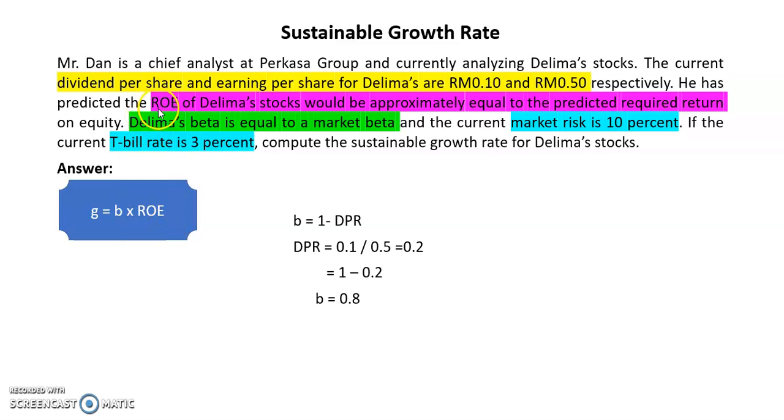In this question, they mentioned that the ROE is equal to the predicted required rate of return. So as I mentioned just now, how do we calculate the required rate of return? We will use the CAPM formula. R is equal to the risk-free rate plus beta times risk premium. What is the formula for risk premium? Risk premium is the difference between the market return minus the treasury bill rate.